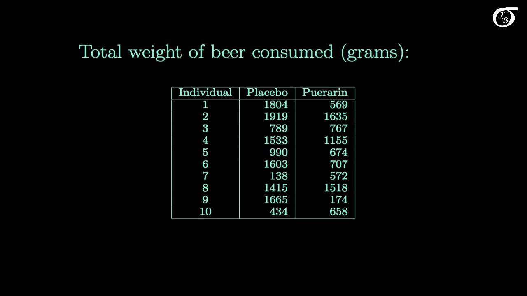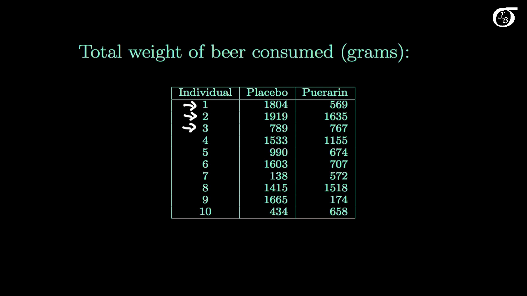Here are the results, the total weight of beer consumed. First, note that we have 2 observations on each individual. On individual 1, we had measurements for the placebo and the puerarin, as we have for individual 2 and individual 3 and all the way down. So here we have dependent samples, and methods based on independent samples would not be appropriate here. We're going to use the paired difference procedure to analyze this data.